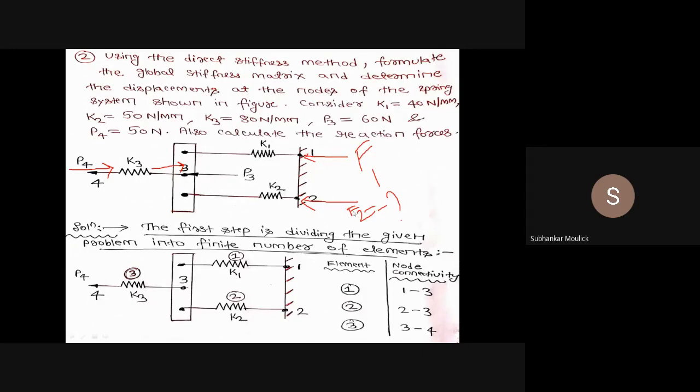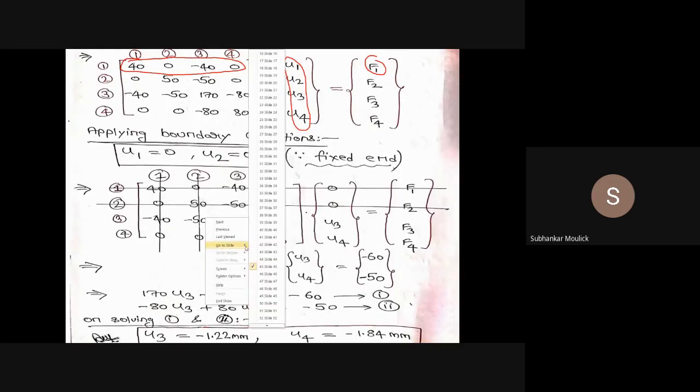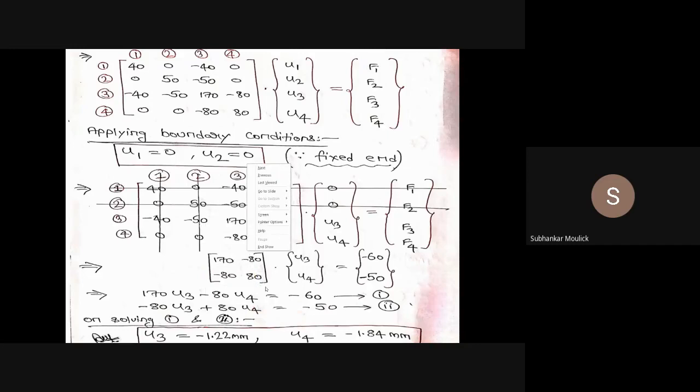Similarly, I need to find out this F2. F2 is acting at nodal point 2. So in this particular equation, if I consider the second row, that means if I multiply this second row with this first column, I will get the value of F2. That is how much? 0 into U1, that is 0. 50 into U2, that is also 0 because U2 is 0. Minus 50 into U3 plus 0 into U4, which is also 0. That means minus 50 U3 equal to F2.